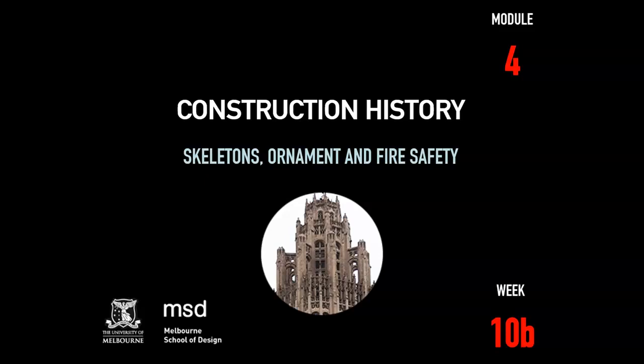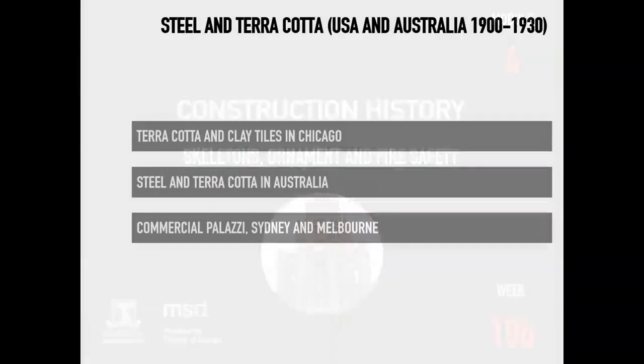Hello and welcome back to another lecture of construction history. In this one we'll continue to talk about skeletons and steel skeletons and how steel skeletons found some complementary techniques and materials, and in particular terracotta, particularly in the first part of the 1900s.